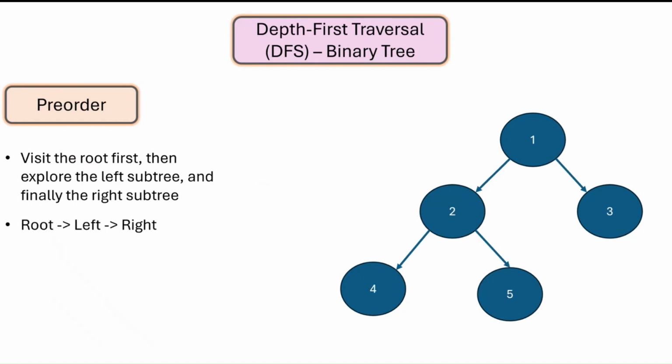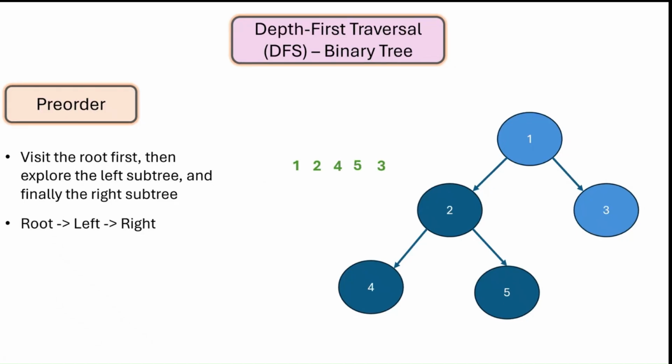Root, left, right. For example, when we start with the root 1, then we go for the left subtree of that node 1, which is 2. When we come to node 2, we visit it and then we explore the left subtree of that node, continuing till we hit the leaf node. Once we visit the leaf node, we backtrack and check for the right subtree. We do this for each node in a tree, and once that particular left subtree is visited, we then backtrack and go to the other side, which is the right subtree.